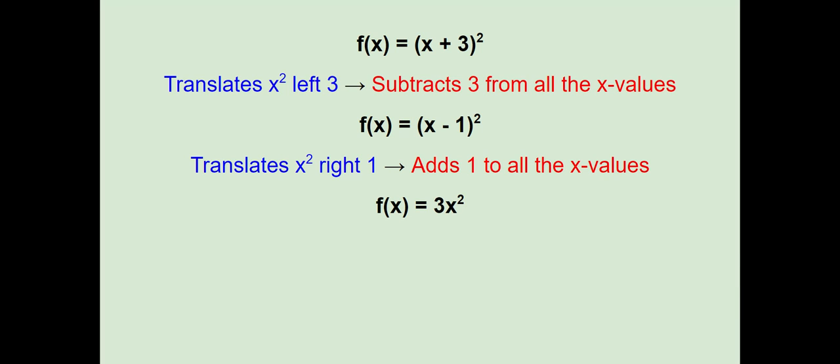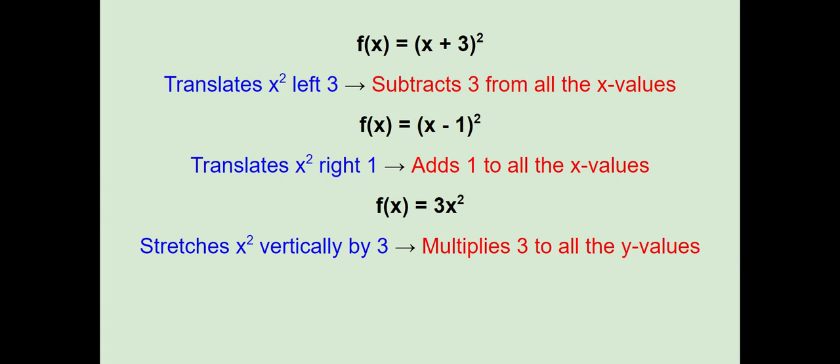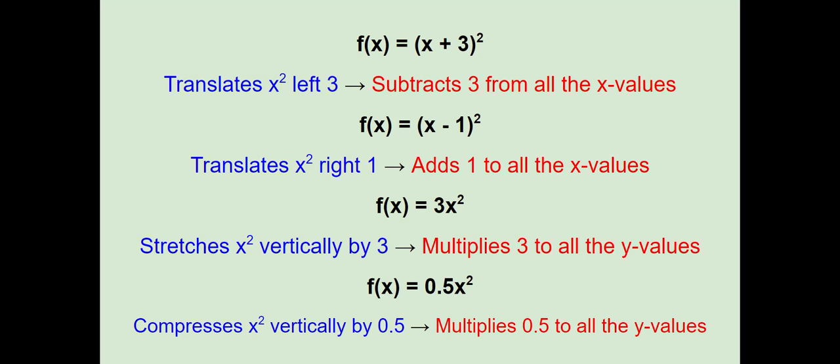If I multiply by 3 on the outside, what I'm really doing is stretching vertically. Well, I'm stretching vertically, but what I'm really doing is multiplying all the y values by 3. And if I do a number on the outside that's less than 1, this compresses vertically, but what I'm really doing is multiplying all the y values by half. So think of it in terms of how the x and the y values are changing.